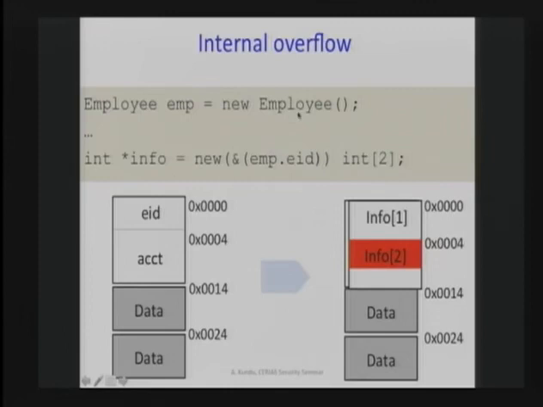In this case, I'll note that one has created a new employee object, which has employee ID and account, both of them integers. Now I use the address of emp.eid to create an array of 2 integers, because I think this object is not being used anymore. I am a programmer, I don't have much knowledge about buffer overflow. I will create this two element integer array. It will overwrite info2 into the account area, because this is a single object. So there is an internal overflow happening within the object. There are other examples of it also in the paper.